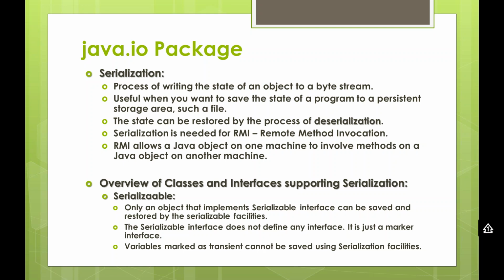So in RMI, you write a contract between client and server using Java interfaces. But in CORBA, you write contracts using IDL, interface definition language. That itself is a separate language, using which you can write interface-like definitions which can be used by clients to contact servers.